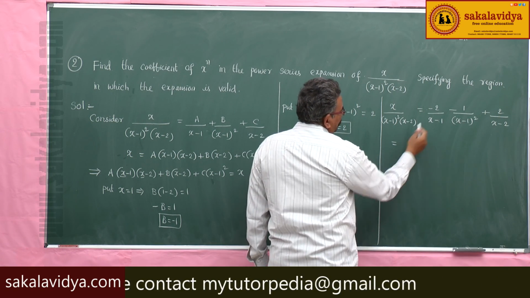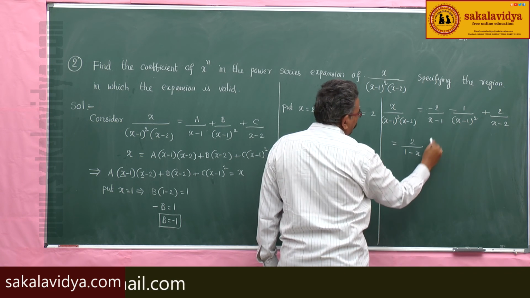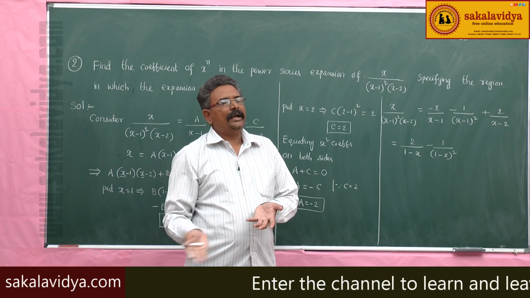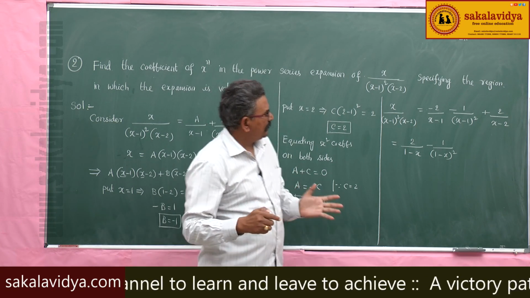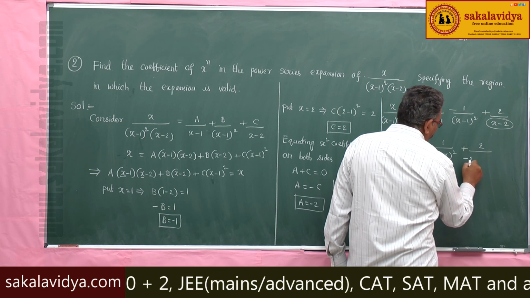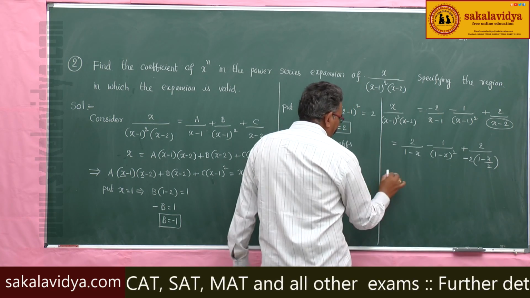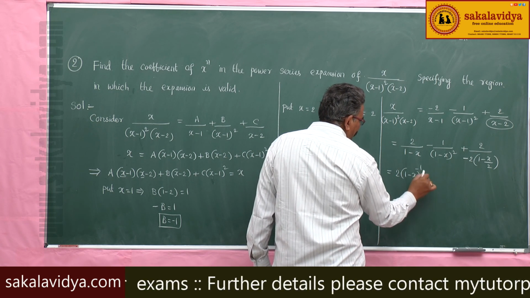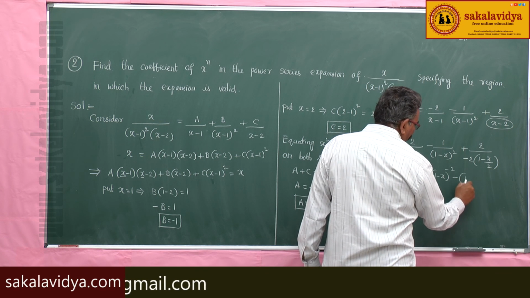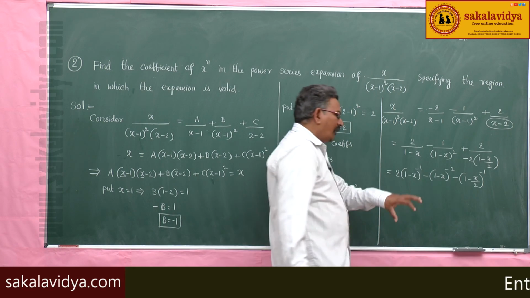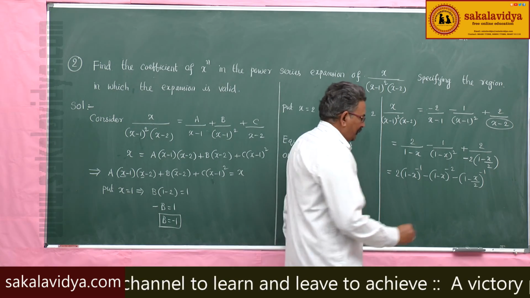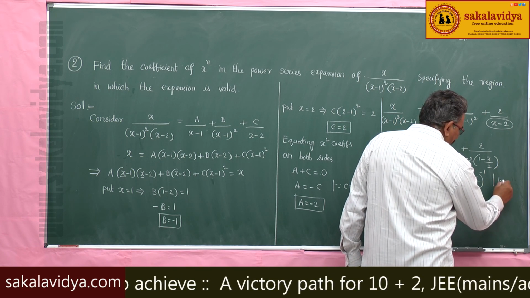Here this can be written 2 by (1 minus x). This can be written minus 1 by (1 minus x) whole square. That means both (x minus 1) whole square and (1 minus x) whole square have the same value, no change. So now from this x minus 2, let us take minus 2 common, so 1 minus x by 2. So now we can write 2 times (1 minus x) whole to the power of minus 1, this is (1 minus x) whole to the power of minus 2, and next, the 2 gets cancelled, minus of (1 minus x by 2) whole to the power of minus 1. All these 3 series will be valid for mod x less than 1. So it is valid when mod x is less than 1.